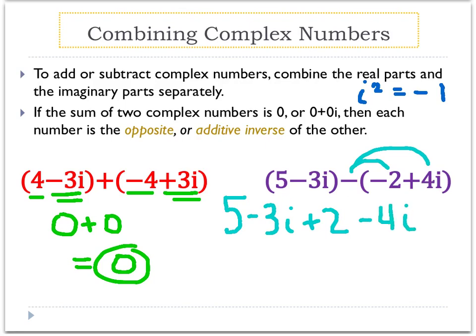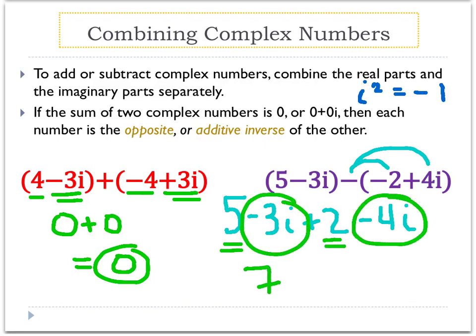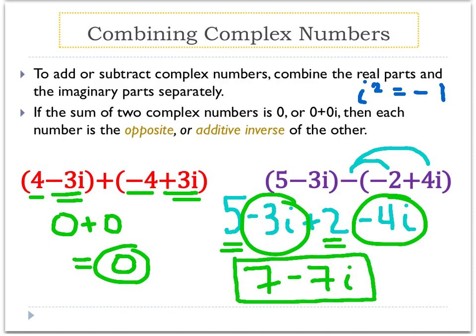And now I'm going to combine like terms. So remember, your like terms are real part, so that's 7. Imaginary, imaginary, so that's going to be negative 7i. So that's going to be my final answer, and this is a complex number. The real part is 7, and the imaginary part is negative 7i.